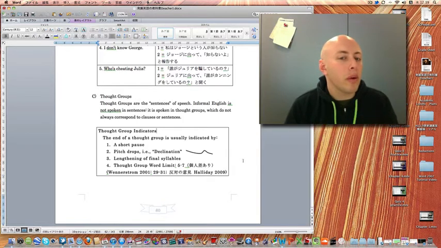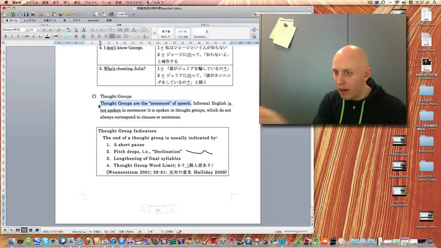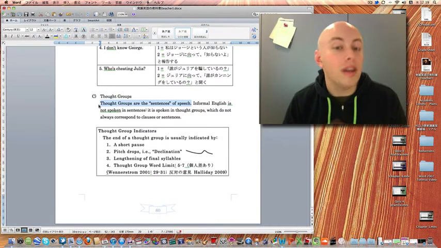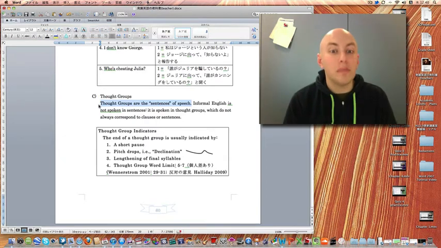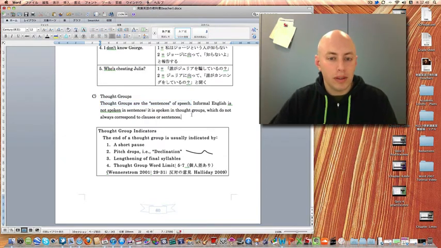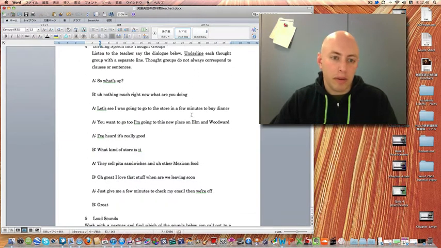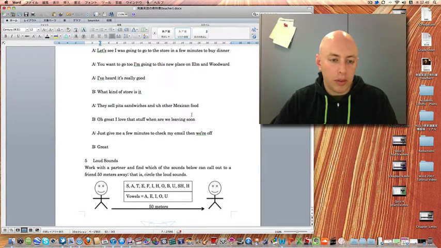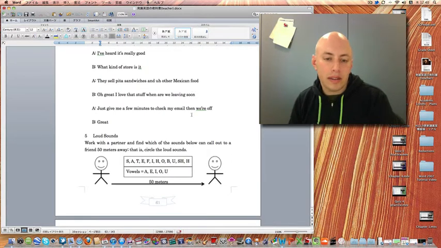But the important thing I want you to know about this is that thought groups are the sentences of speech. If sentences are the basic construction unit of writing, thought groups are the basic construction unit of speech. So, let's move on. We're going to skip number 4, and we're going to go right down to the bottom, number 5, on page 61.